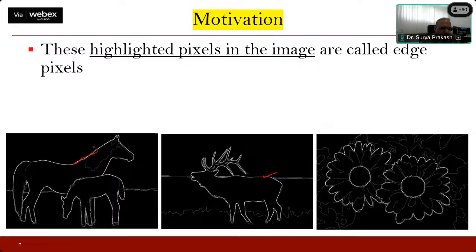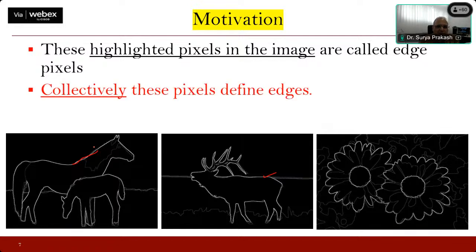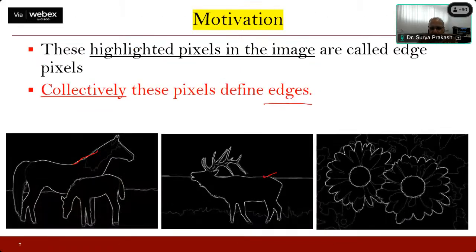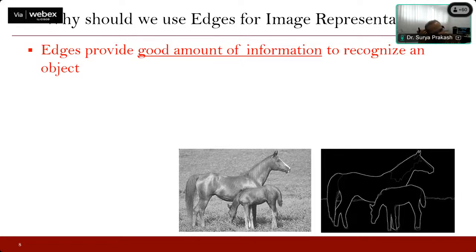We'll formally define what an edge pixel is. But right now we see that with the help of these edge pixels, collectively referred to as edges, we are able to identify the objects completely. Very well we can identify what the object is being represented by those edges. So we see that these pixels, which we are calling edge pixels, or collectively edges, actually provide a good amount of information to recognize an object.